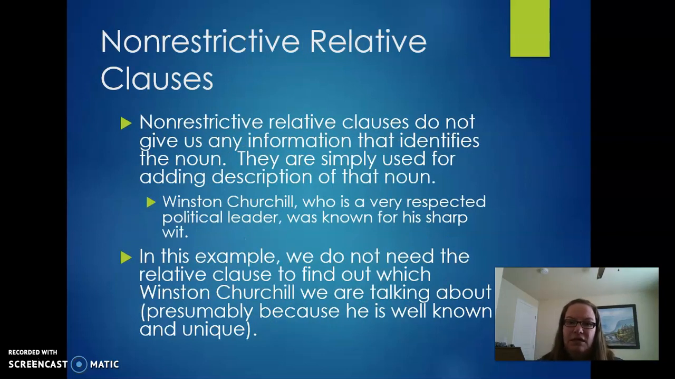In non-restrictive clauses, they don't give us any new information that identifies the noun. Instead, they're giving us a description of that noun, so they're still modifying the noun, but it's not new information. For example, Winston Churchill, who is a very respected political leader, was known for his sharp wit.